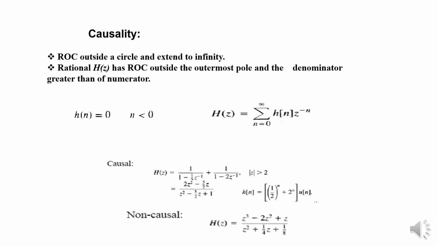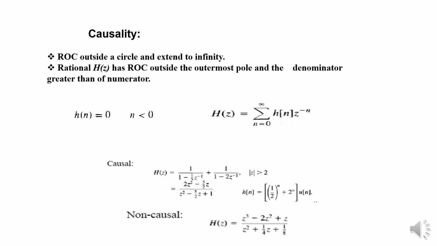Anything that will not satisfy this will be non-quotient, right? So the region of convergence should be outside of a circle, extending to infinity, so that is magnitude of z larger than 2, right? Then it is outside the outermost pole, right? So magnitude of z larger than 2, and that is outside the outermost pole.